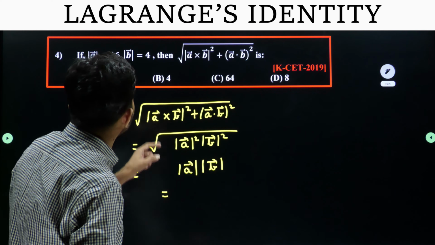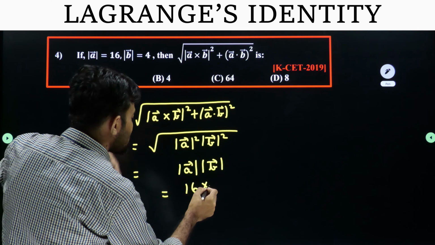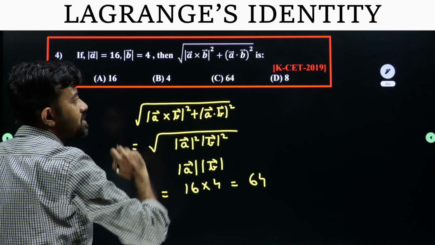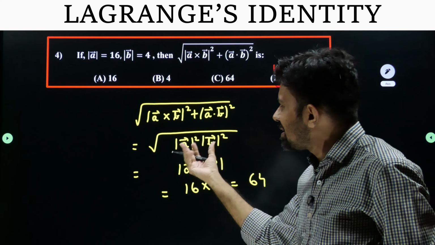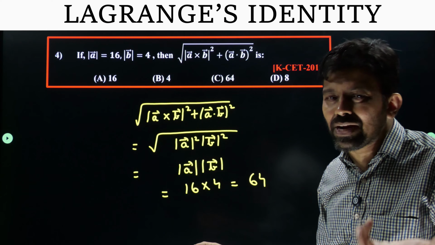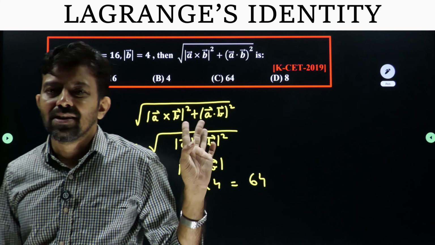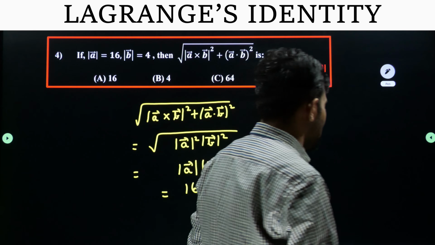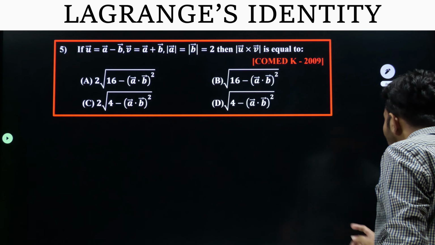Correct? Magnitude of vector A is given to be equal to 16. Magnitude of vector B is given to be equal to 4. 16 into 4, 64 is the answer. Option C. Very simple question. We can do all these kinds of questions in the mind itself. We can do mind calculations. No need to use pen and paper. Directly we can crack these questions in 5 to 10 seconds. Not a difficult deal. 64 is the answer. Next one.